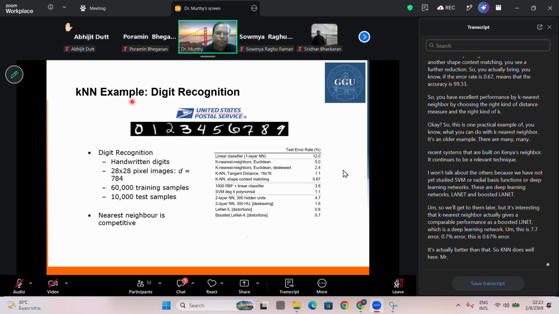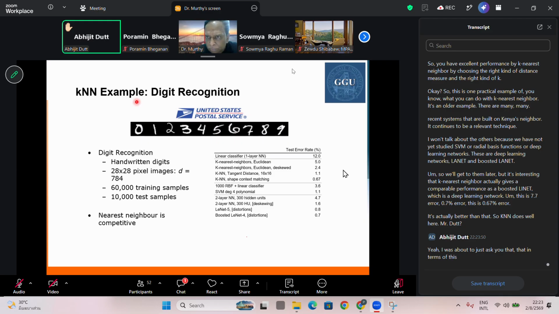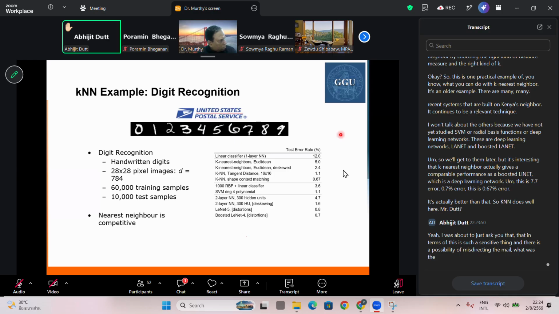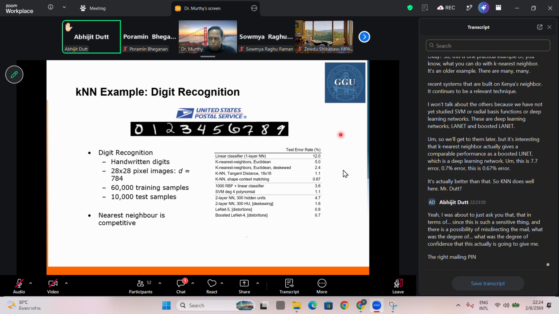Mr. Dutt? Yeah, I was about to ask you, since this is such a sensitive thing and there is a possibility of misdirecting the mail, what was the degree of confidence that this actually is going to give me the right mailing pin code? Yeah.